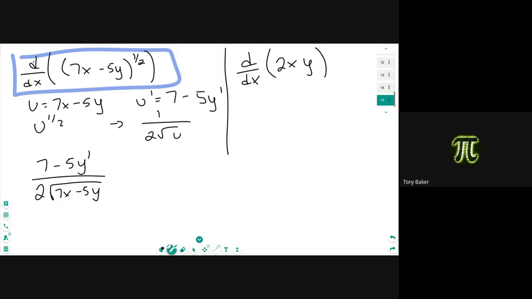So what do I got to do on this side? This is the product, right? So 2x goes to 2, y goes to y prime. So I've got 2y plus 2x y prime.